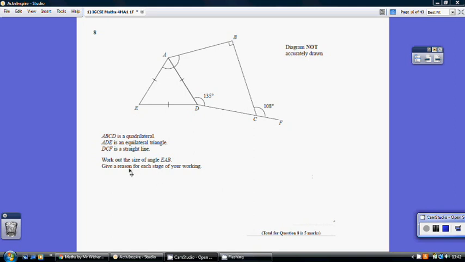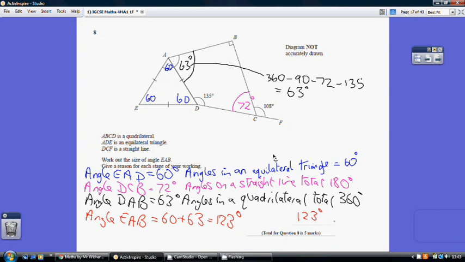So question 8, work out the size of angle EAB. So from E to A to B. So it's this big angle here, this obtuse angle. And we've been told to give a reason for each stage of our workings. Right, okay. So first things first, we can see that this angle must be 60 degrees because this is an equilateral triangle. Angles in an equilateral triangle are each 60 degrees. So that's the first fact, that one in blue.